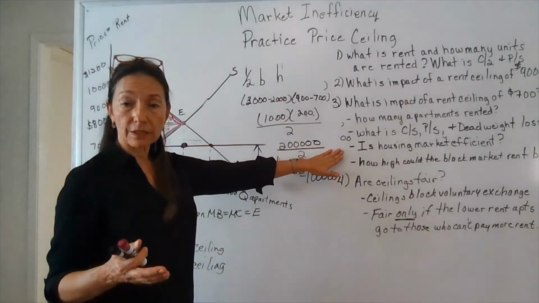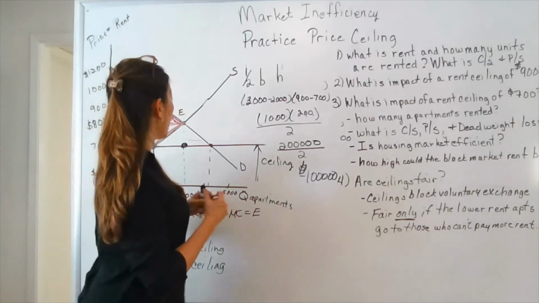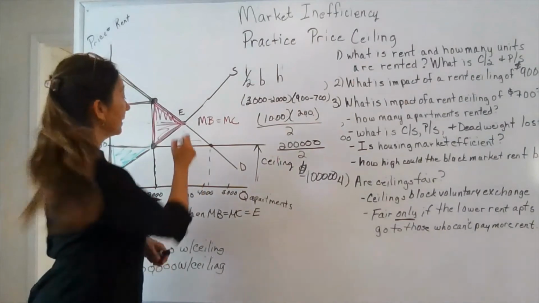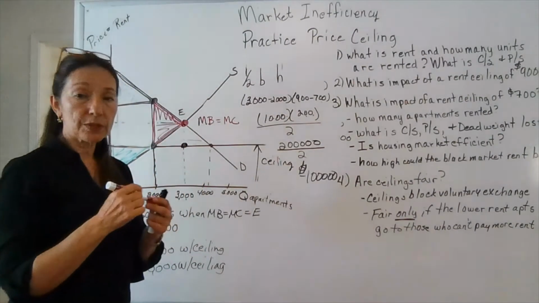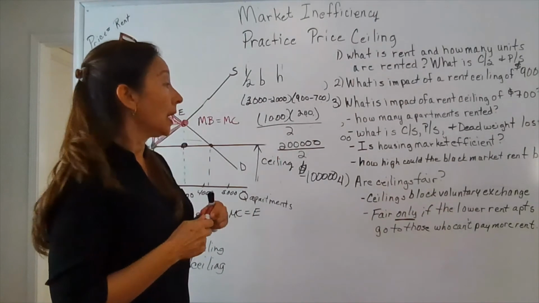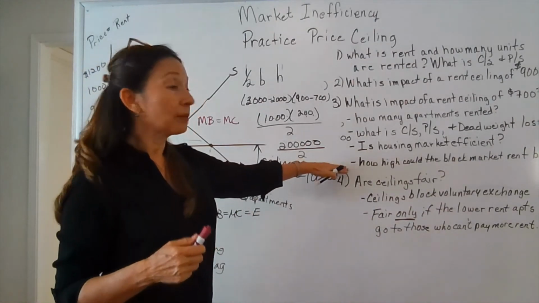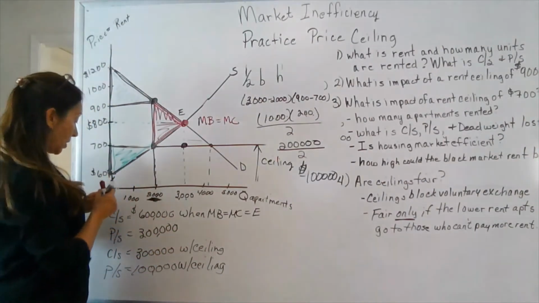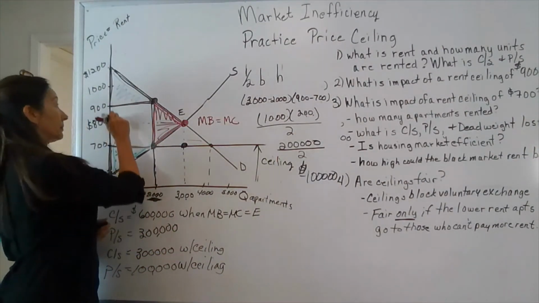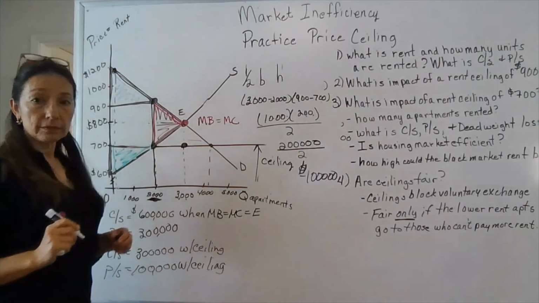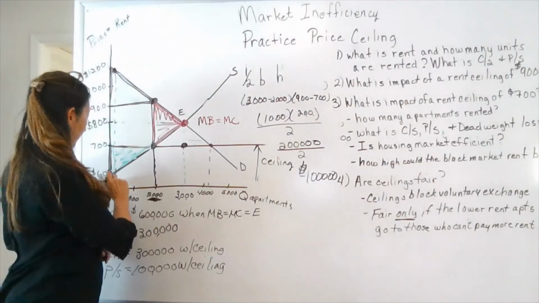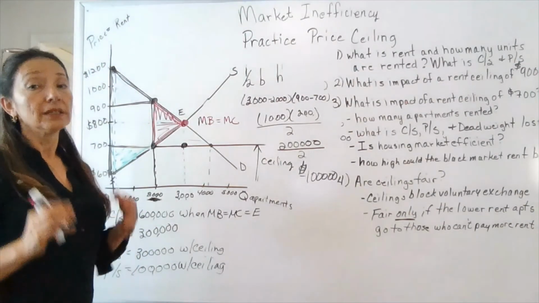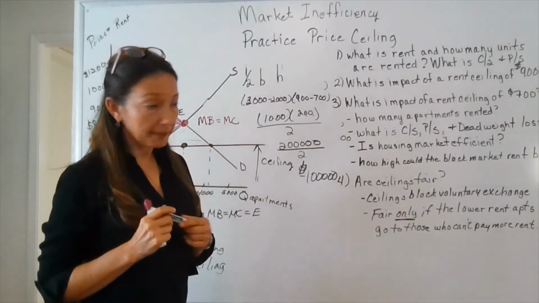Is the housing market efficient? Well, no. Efficiency occurs where marginal benefit equals marginal cost, as we've discussed before. This is our efficient point. It's inefficient because there are resources being lost. How high could the black market rent be? Well, let's take a look. There are some people way over here who are willing and able to pay a lot of money. Conceivably, that first person in the market might be willing to pay close to $1,200. So that's how high the black market rent could be.